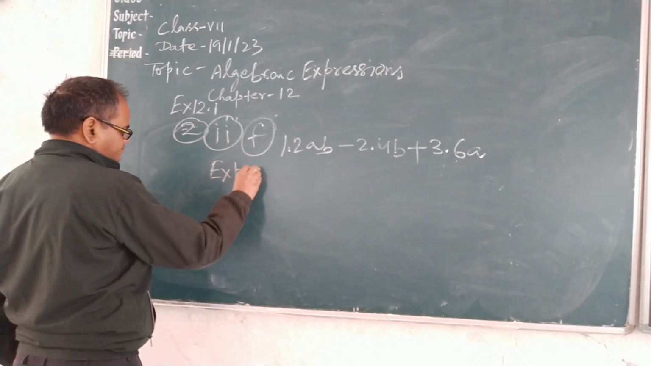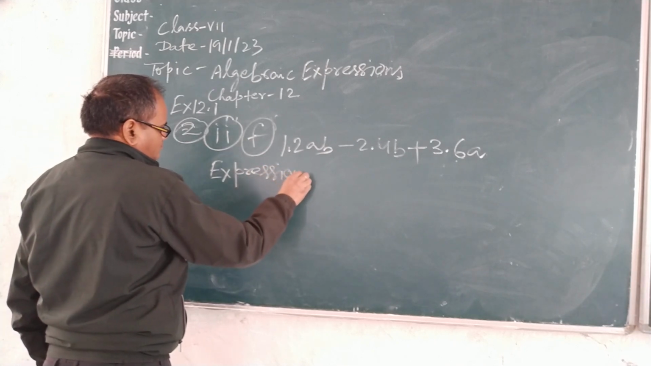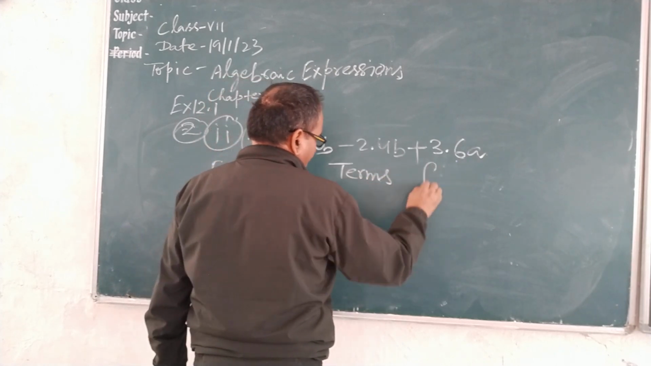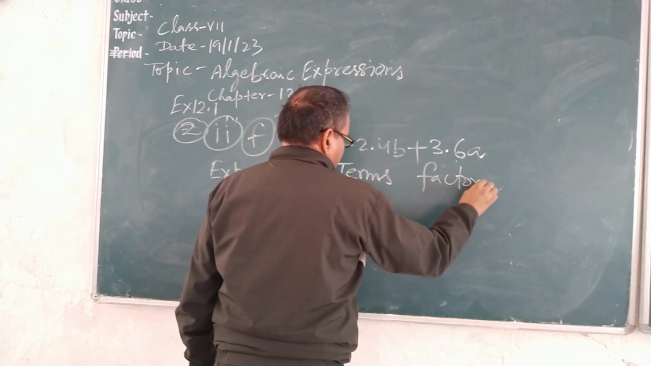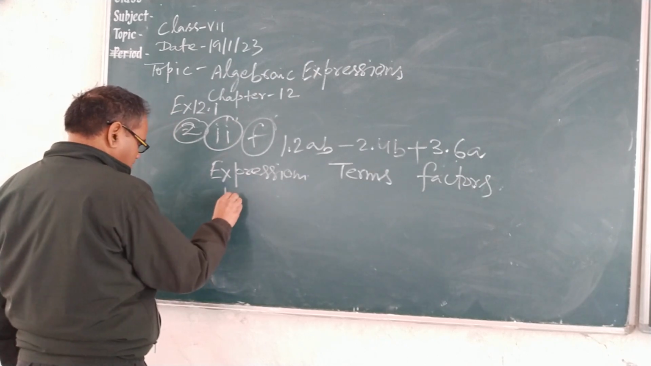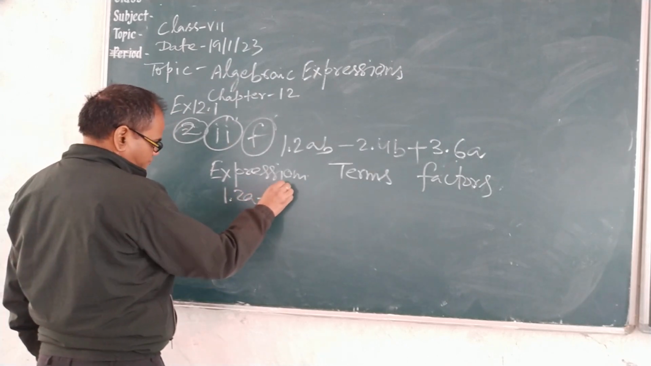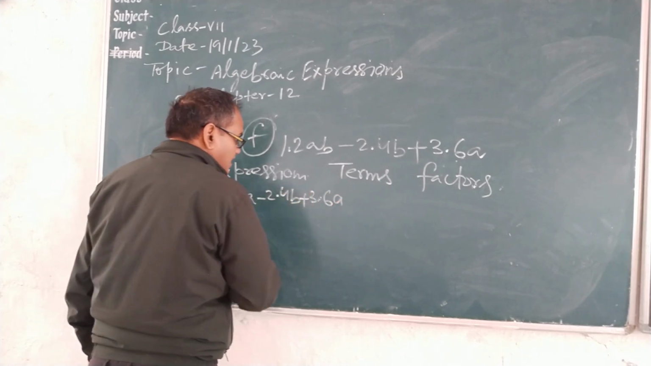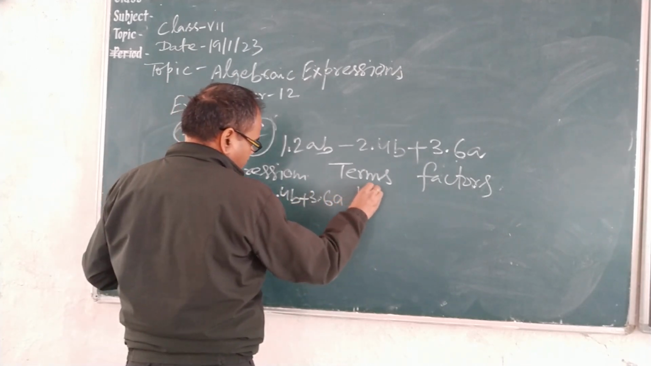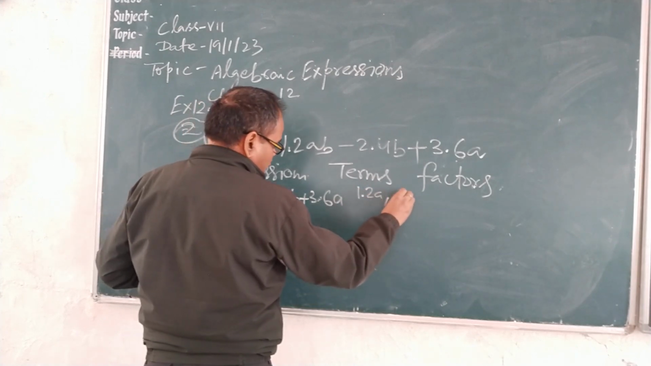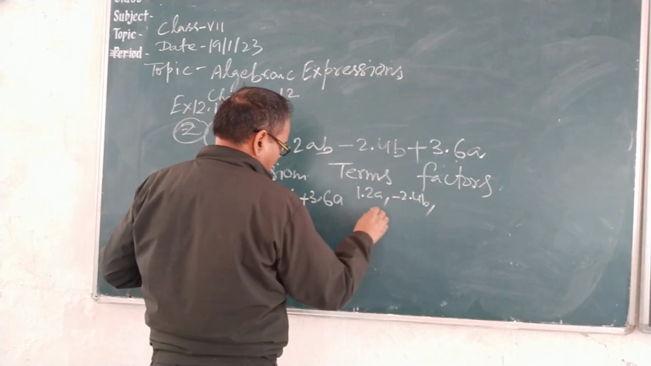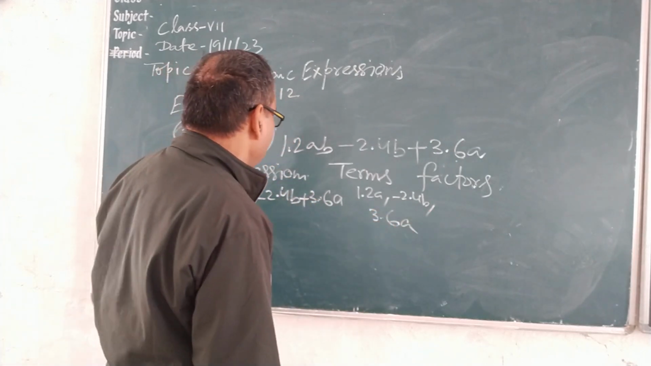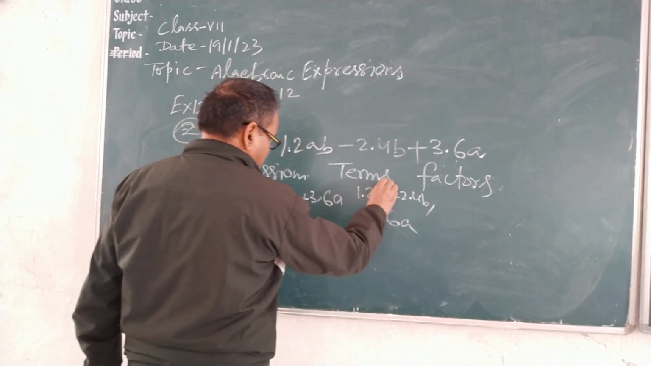So first we have to write expressions, and then we have to write terms, and here I have factors. Now what is the expression here? 1.2 AB minus 2.4 B plus 3.6A. And what are the terms? 1.2 AB, this is your first term, comma, minus 2.4B, this is your second term, comma, and 3.6A.